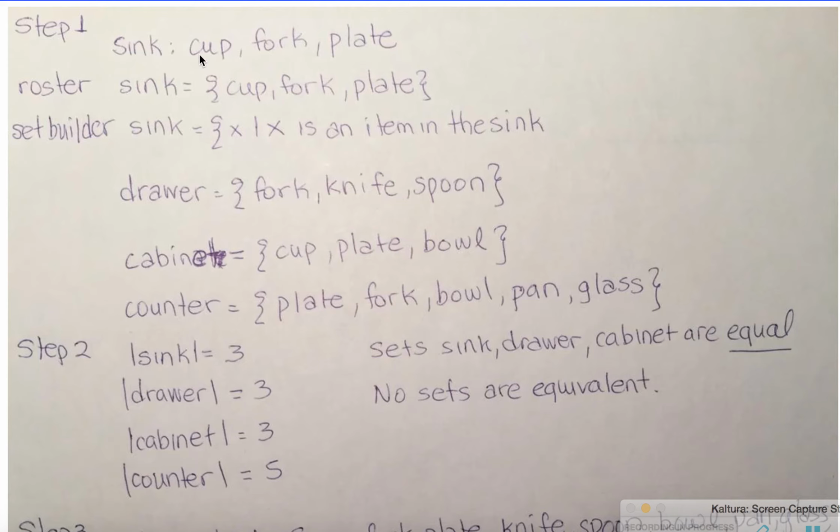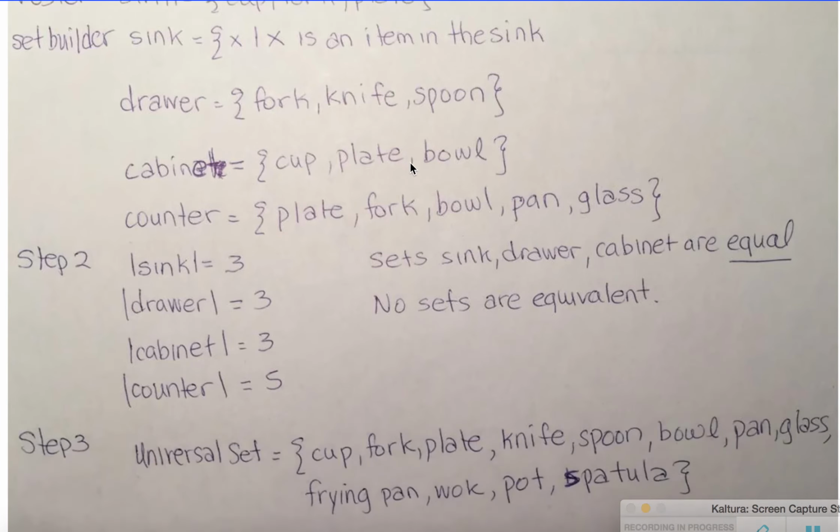Okay, so in step 1, you're asked to write out a description of the items. Then you need a roster notation, which is similar to this right here, and the set builder notation, which is kind of odd, but you can write it this way, X, where X is an item in the sink, okay, and I'm missing here a closing curly brace. Sorry about that. Okay, so you need to do this for all of your areas in this example, or rooms in your case.